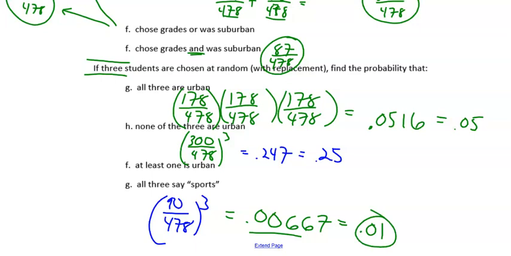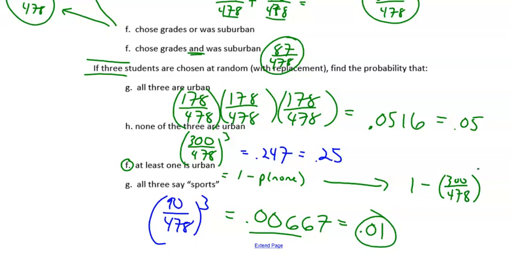Okay, now this one, the at least 1. At least 1 equals 1 minus the probability that it's none, right? That none are urban, which we just did in the previous example. So it's 1 minus the probability that none are urban. That's the 300 out of 478 to the 3rd power, right? And we already calculated that actually. So that is just going to be 0.75. That's 1 minus the 0.25, which gives me 0.75.